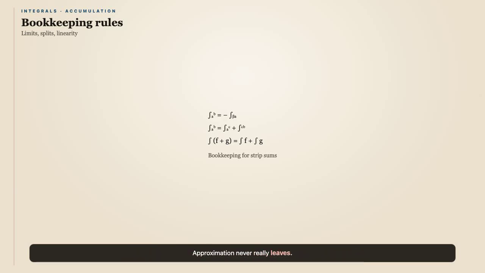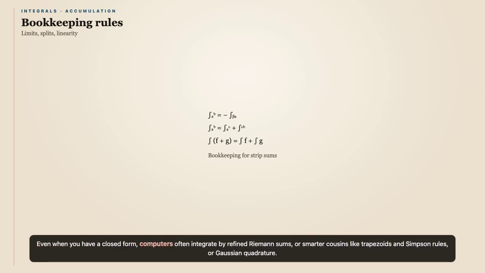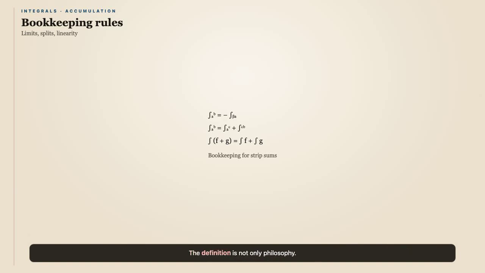Approximation never really leaves. Even when you have a closed form, computers often integrate by refined Riemann sums, or smarter cousins like trapezoids and Simpson rules or Gaussian quadrature. The definition is not only philosophy, it is an algorithm. When a curve has no elementary antiderivative, the strip sum, done carefully, still answers. Calculus remains geometric even when algebra runs out of closed forms.